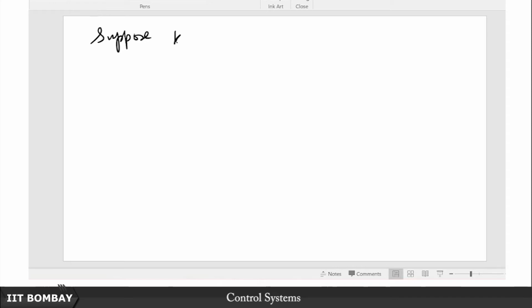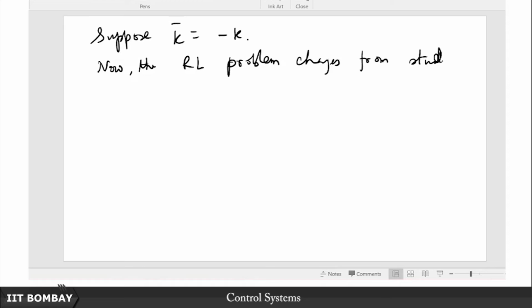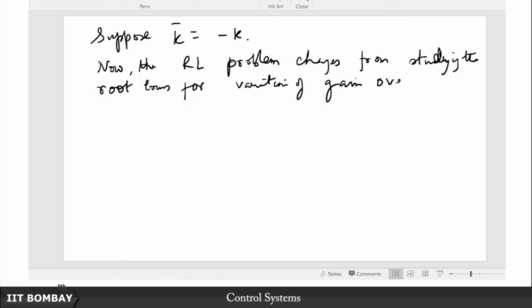So, suppose k bar is equal to minus k. So, now the root locus problem changes from studying the root locus for variations of gain over 0 to infinity to one over minus infinity to 0, right.